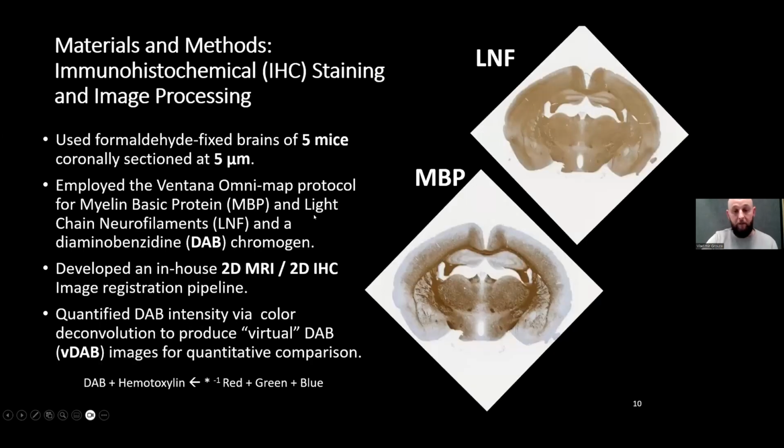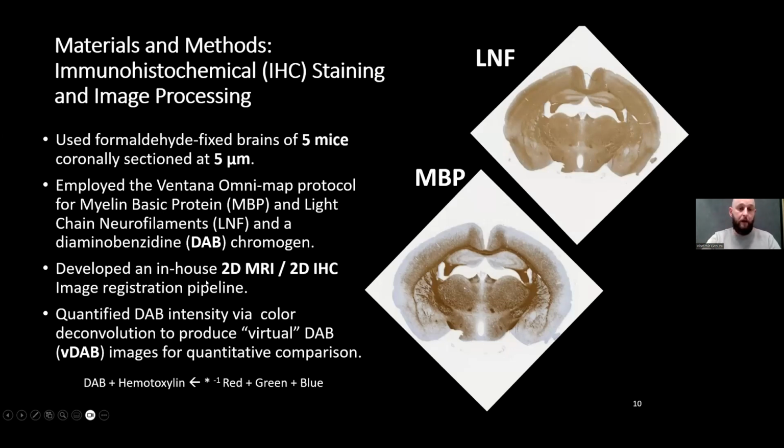So we decided to take this a step further and also look at MBP immunohistochemistry. And we basically took 5 brains because it's pretty expensive and time consuming to do this kind of experiment. And we cut the whole brain and we manually lined up a few sections from several animals, stained them with the Ventana OmniMap protocol for myelin basic protein and light chain neurofilament. I'll talk about the LNF later.